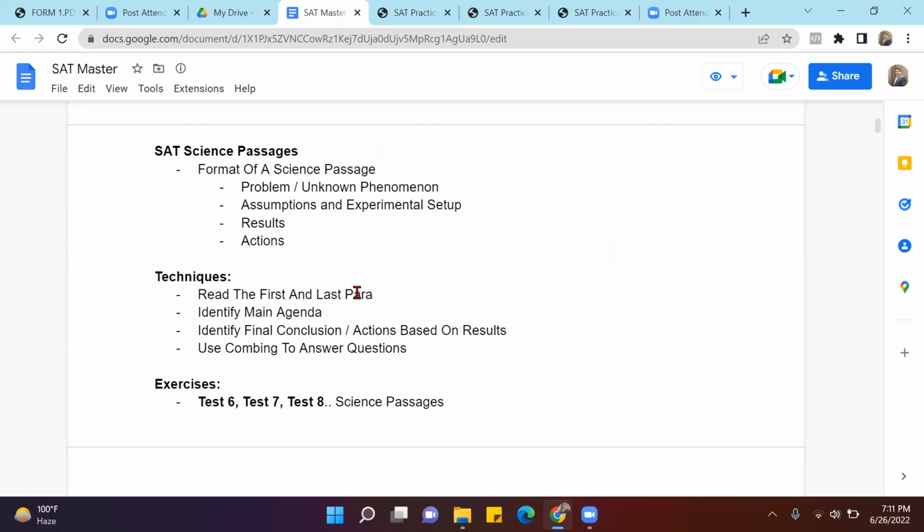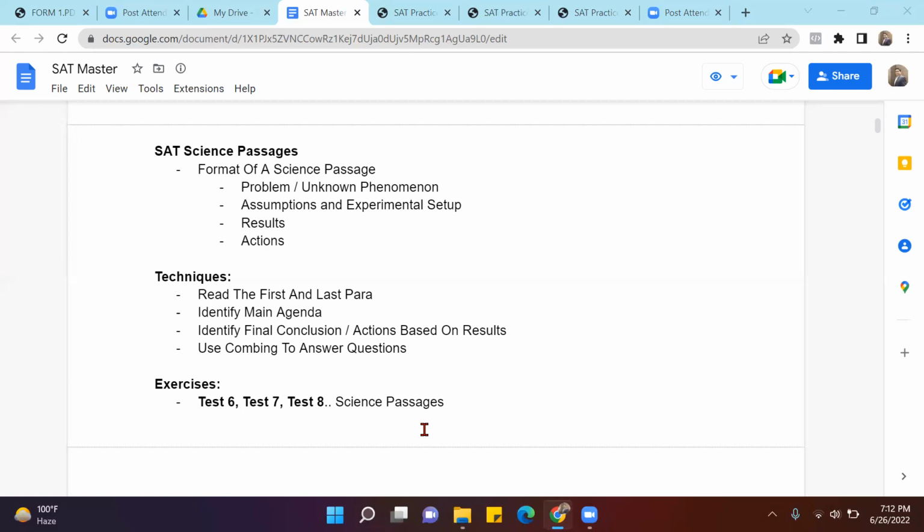Based on this information, you can do the science passages, which are pretty much question number 21 to 31 from all these tests, test 6, test 7, test 8. So you would have a thorough understanding of how science passages are structured, what kind of questions are there, and how good you are at answering science questions. Whenever you do science passages, you should follow the skeleton as I suggested.